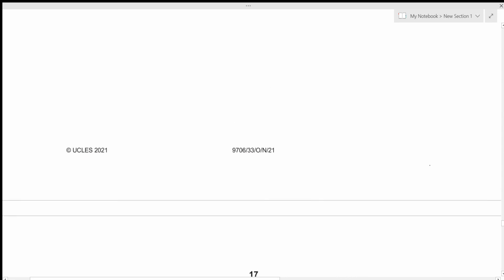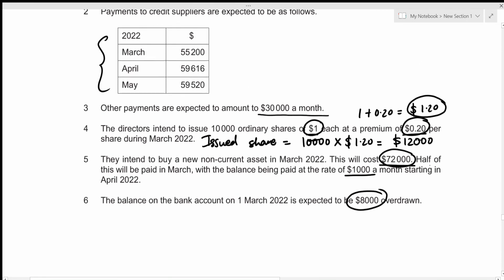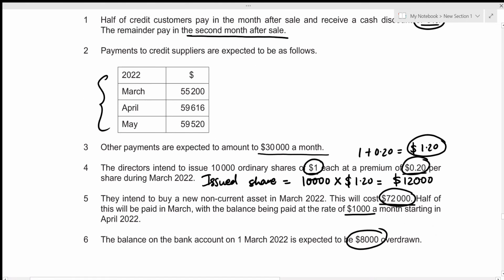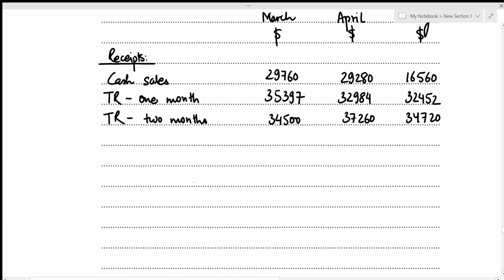Okay, now if we have any other receipts. We also know that the directors intend to issue 10,000 ordinary shares with the nominal rate of 1 and a premium value of 0.20, and we already figured out the value of issued shares to be 12,000. So this means that 12,000 will be received by issuing shares in the month of March. So this can also be entered as a receipt in our cash budget. Let's do that. So we can write it down under the heading of issue of shares.